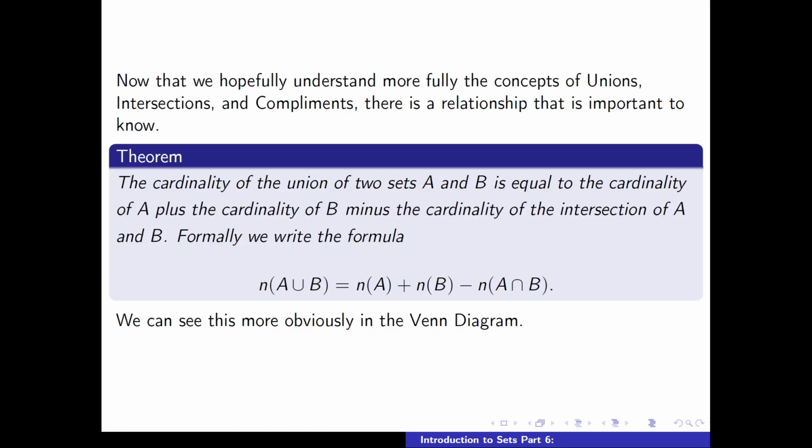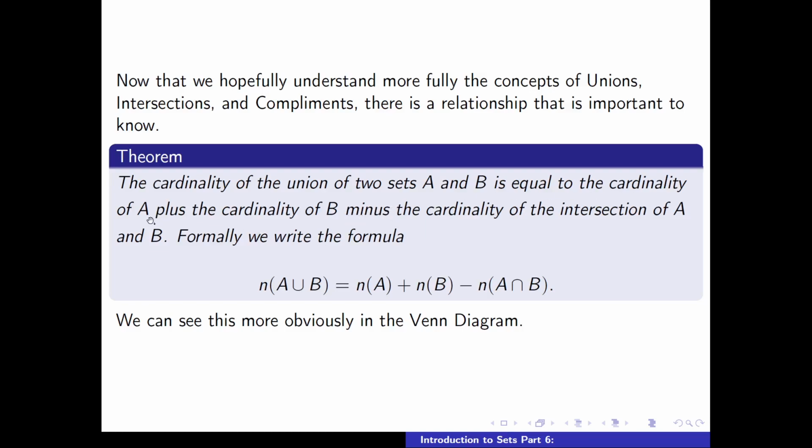Now there's another important relationship to know, and this deals with the cardinalities of sets. And so this brings us to a theorem. The cardinality of the union of two sets, A and B, is equal to the cardinality of A plus the cardinality of B minus the cardinality of the intersection of A and B. So here, when we talk about plus and minus, we're not talking about set addition, which isn't defined, or set subtraction. We're not talking about subtracting sets.